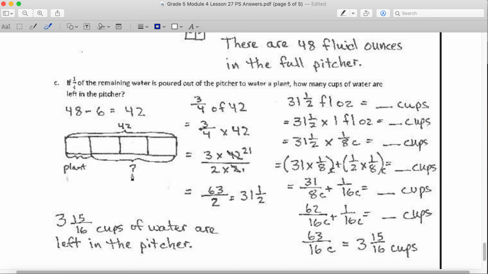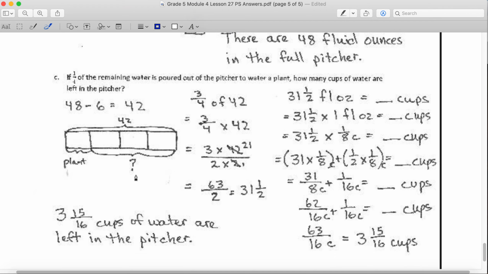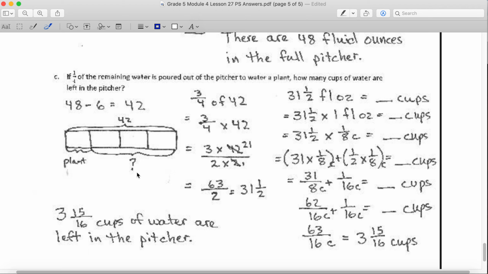All right, I'm going to keep going. Oh boy, this looks complicated. It says, if 1/4 of the remaining water is poured out of the pitcher, oh Lord, how many cups of water are left in the pitcher? 1/4 of the remaining water. So really what you have is you have 3/4 that are left. And so 3/4 of 42, when you do all this math, gives you 31 and a half.